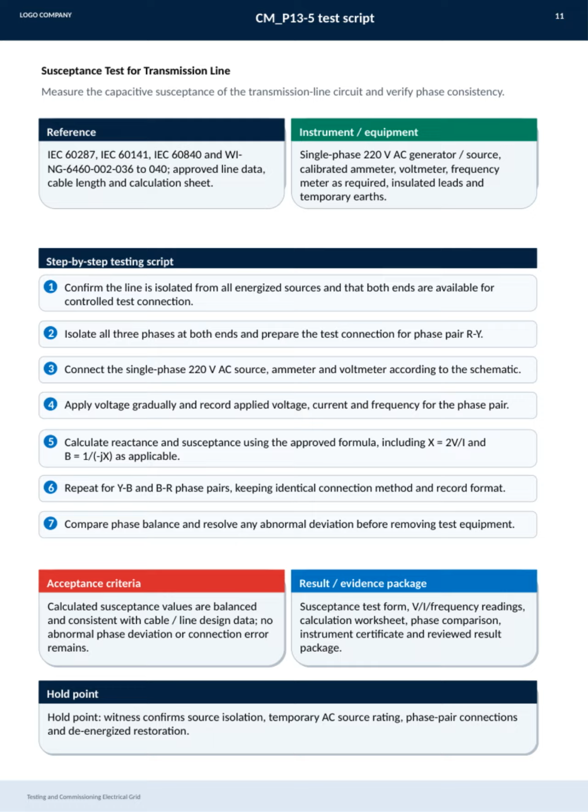Acceptance criteria require that the calculated susceptance values are balanced and consistent with the cable or line design data, with no abnormal phase deviations. The test results are documented thoroughly, including readings, calculations, phase comparisons, instrument certificates, and the reviewed result package. Finally, there is a critical hold point where a witness must confirm source isolation, the rating of the temporary AC source, phase pair connections, and restoration of the de-energized state before proceeding. This ensures safety and accuracy throughout the testing process.